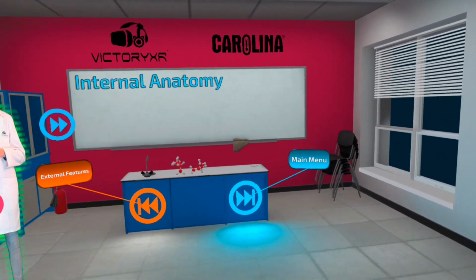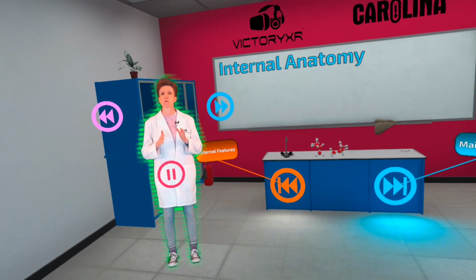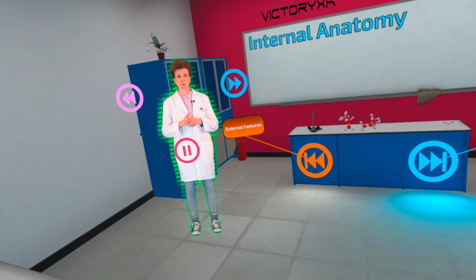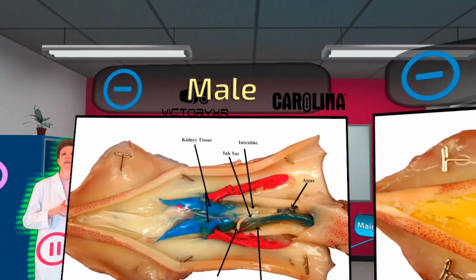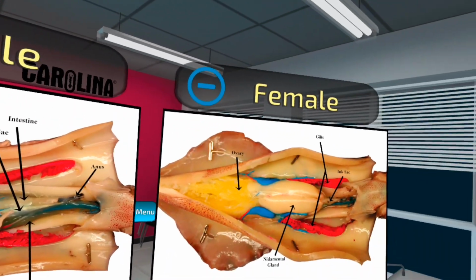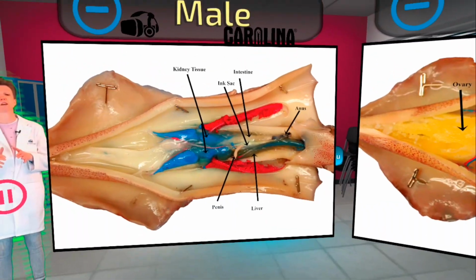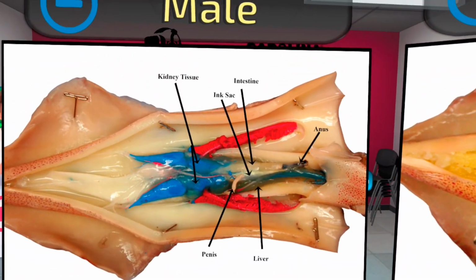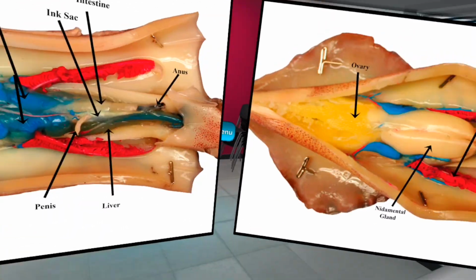Blah, blah, blah. Now let's determine if your squid is male or female. Oh, yes, very important. Use the diagrams to help you. The easiest way to determine the sex of the squid is to check for the presence of an ovary. The ovary is a large structure filled with a cluster of yellow egg cells.